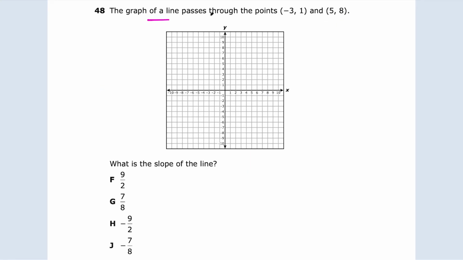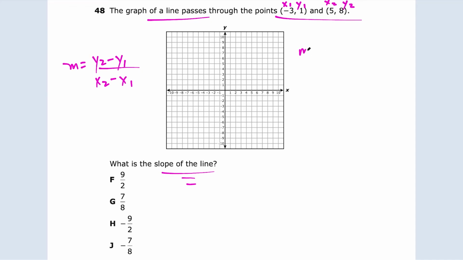Question 48, we have the graph of the line passes through these 2 points. We want to know what is the slope of the line. So once again, we have to know slope. So we have y2 minus y1 over x2 minus x1, where this point here we could call x1 y1, and this point here we could call x2 y2. So now just plug into the slope formula. You have 8 minus 1, that's y2 minus y1, divided by x2 is 5 minus x1 is -3. And now this works out to 8 minus 1 is 7 over 5 minus -3 changes to 5 plus 3, which is 8. So 7/8, choice G.